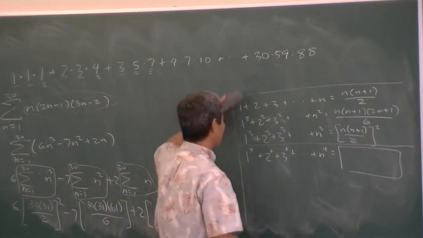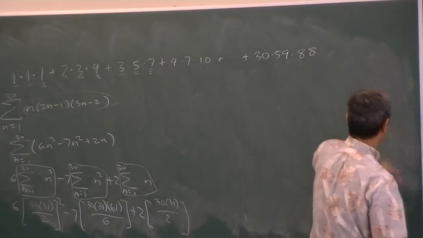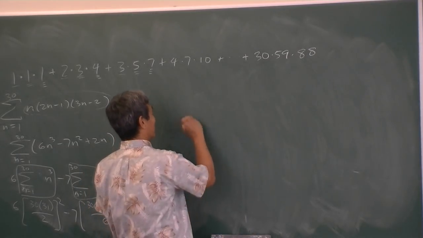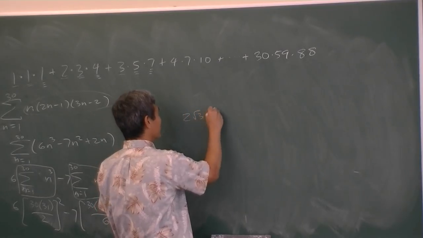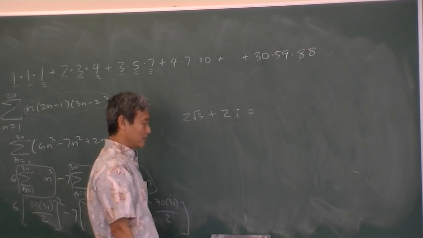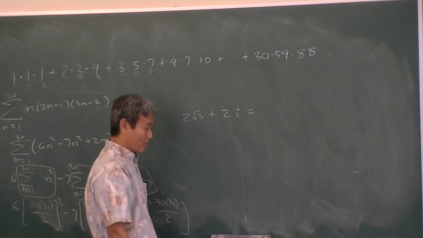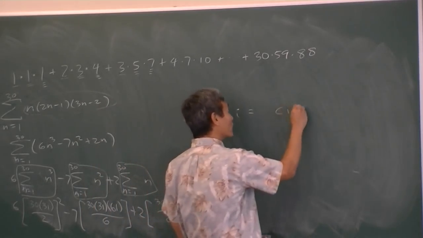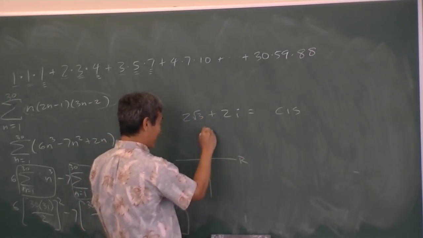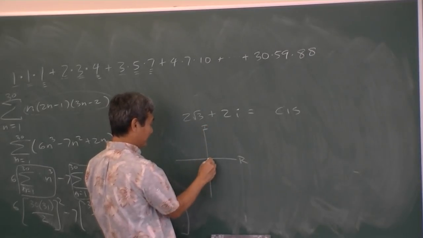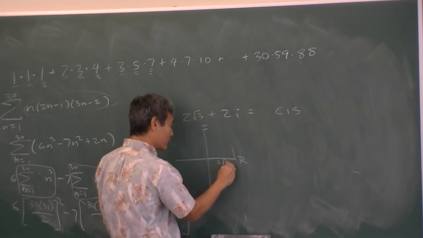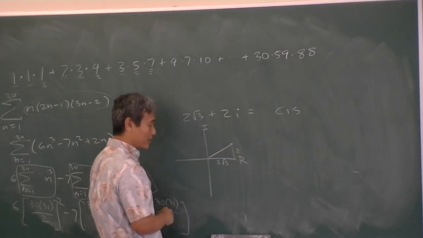Okay, last thing for today. Let's just do a quick review of r cis theta. Oh boy. Okay, when you have a complex number, like 2 root 3 plus 2i, what form is this called? Standard form. We can also write it in what's called polar form, r cis theta. Okay, so in the complex plane, you have the real and the imaginary axis. So what is the real part? If you go 2 root 3 to the right and 2 up, how far from the origin are you?